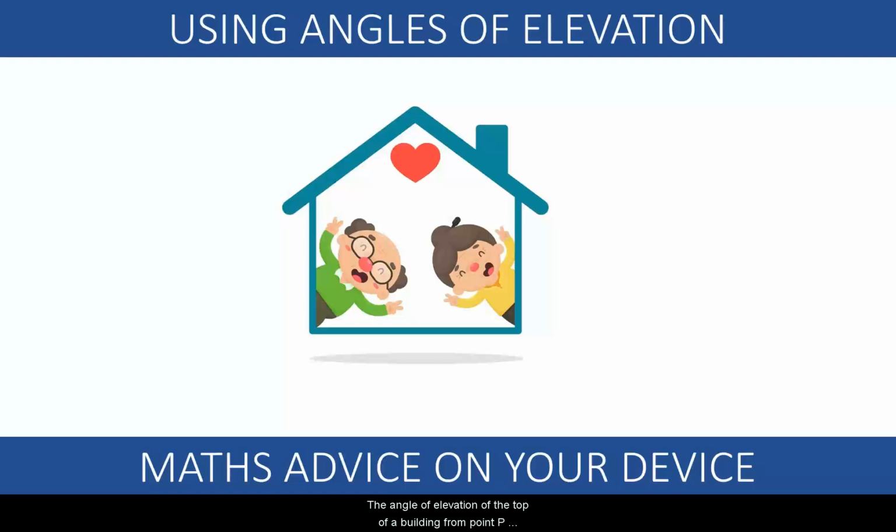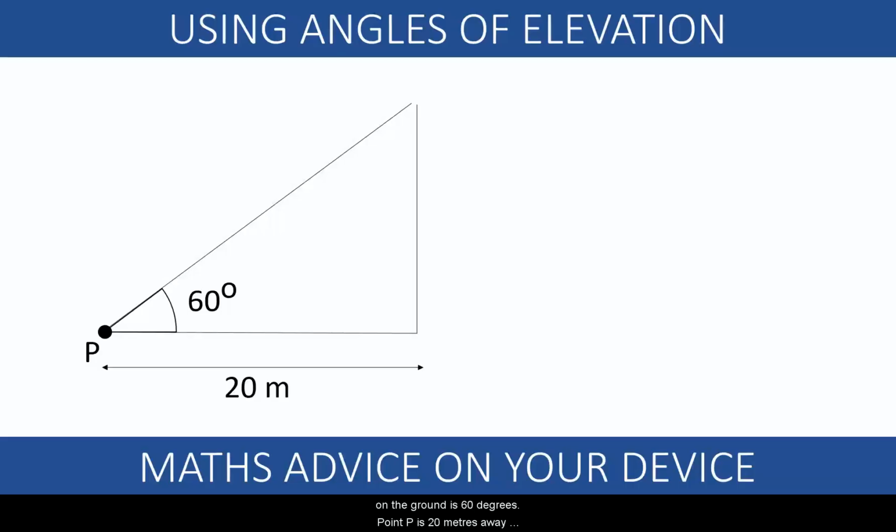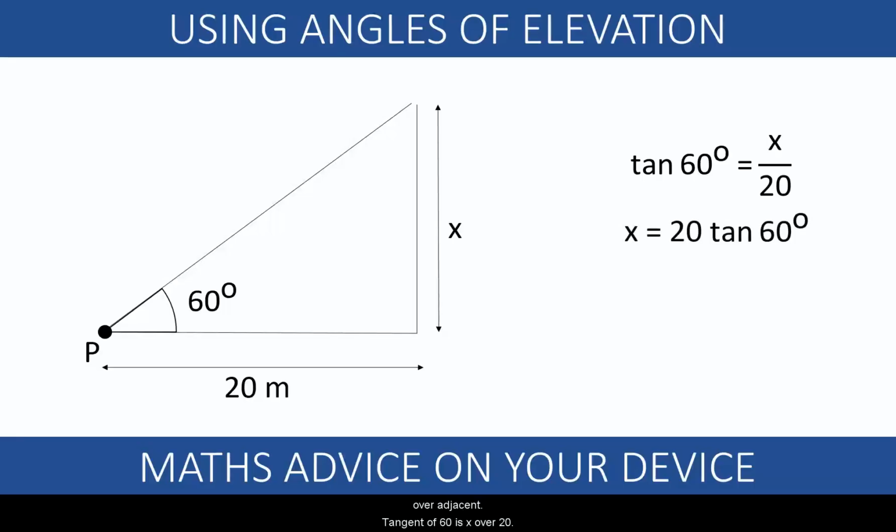The angle of elevation of the top of a building from point P on the ground is 60 degrees. Point P is 20 meters away from the base of the building. Find the height of this building. Well, we can use the ratio opposite over adjacent. So tangent of 60 is x over 20, so x must be 34.6 meters tall.